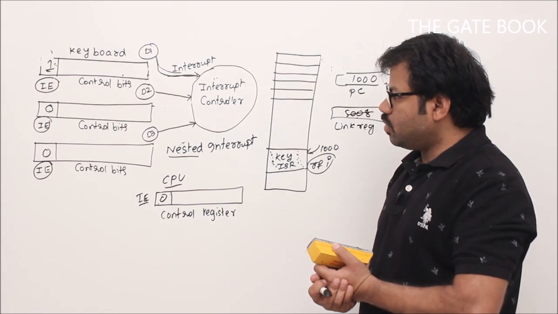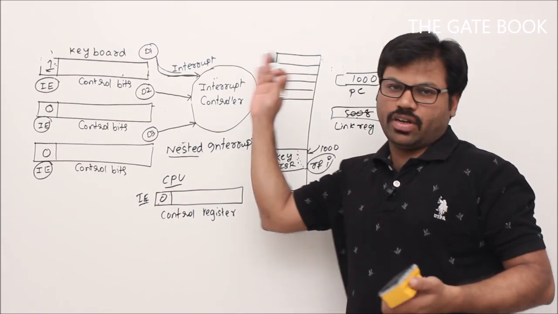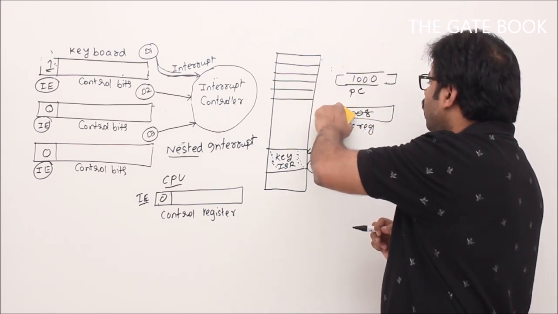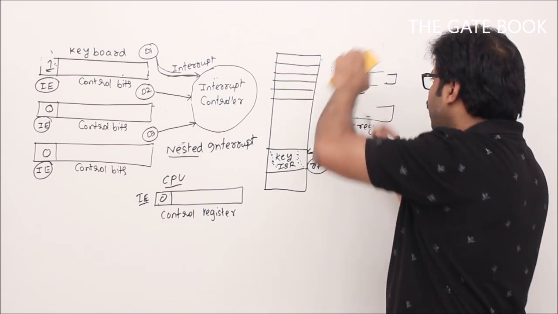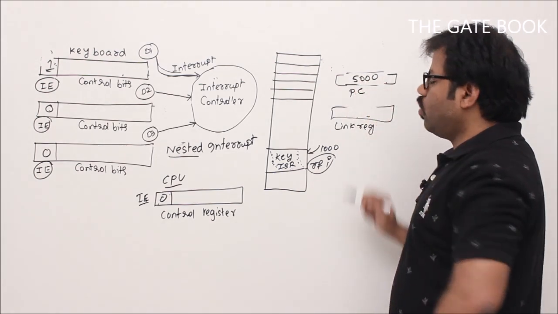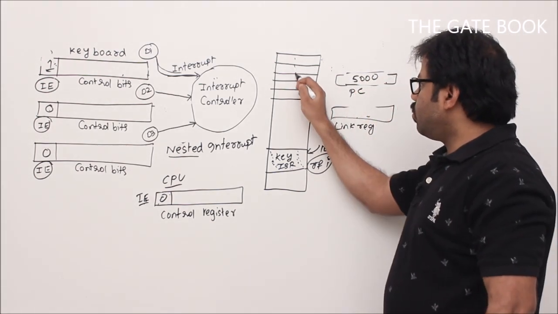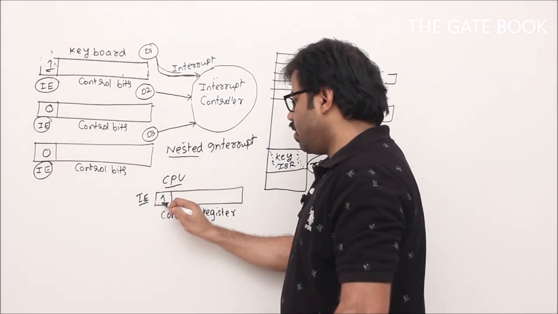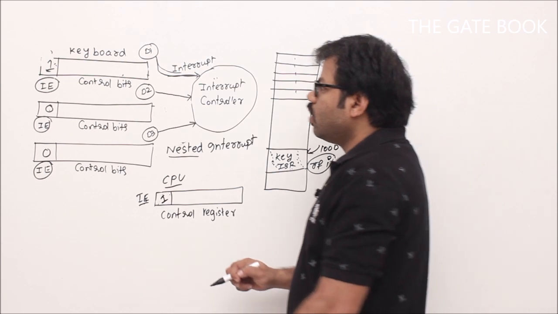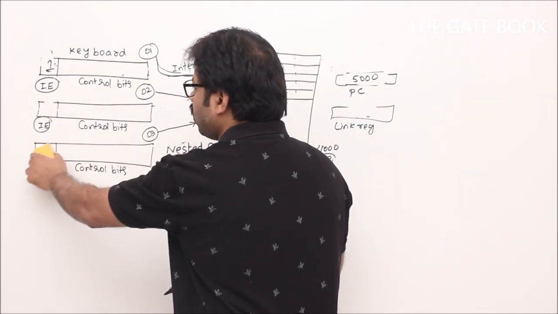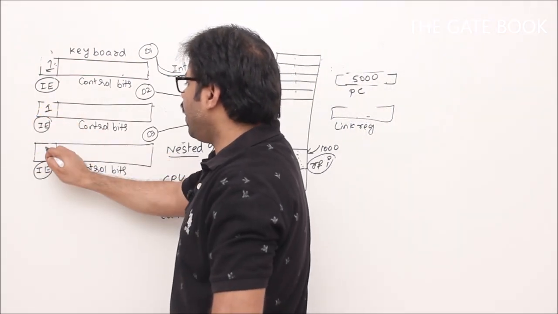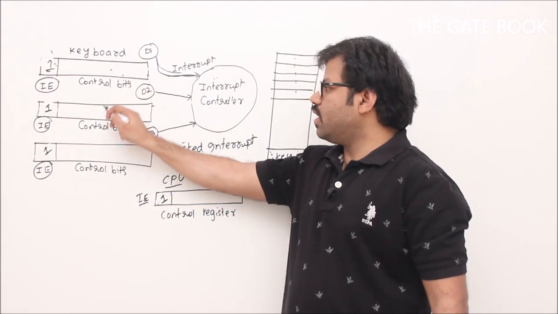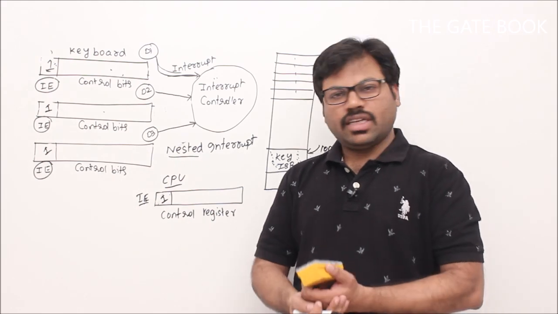If you want nested interrupts from anyone, then initially you write a program like this. In the program counter, initially it is 5000. Let's say you design your program such a way that: make CPU bit 1, IE bit 1, because you want interrupt from everyone. Go to all the device registers and make IE bit 1. Now every device is ready to generate an interrupt.